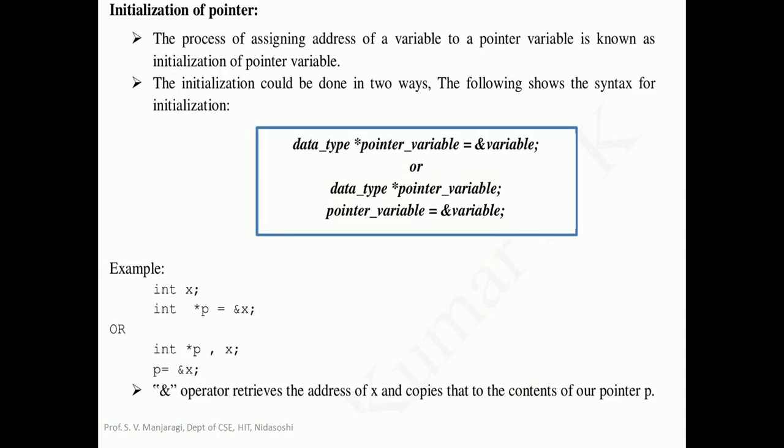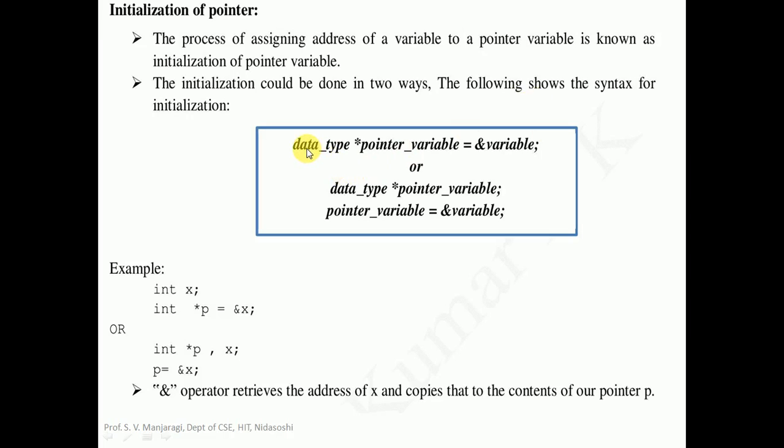Now let us move on to the next thing here, that is initialization of pointer. So initialization of pointer is basically assigning a value to the pointer. Pointer is basically holding the address of a variable, hence we are supposed to assign address of a variable to pointer. So that is called as initialization of a pointer variable. So the pointer initialization can be done in two ways. So let us see how we can do that. Let us look at the syntax of pointer initialization over here.